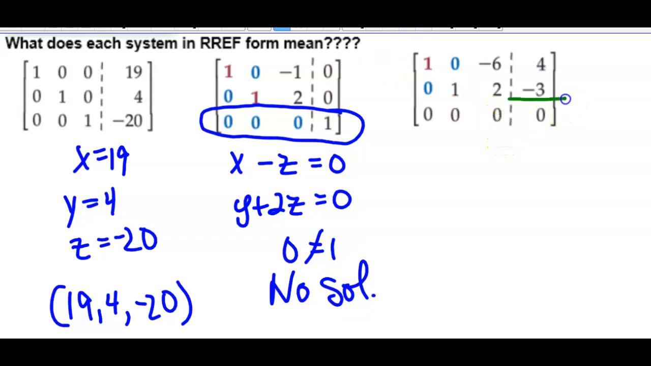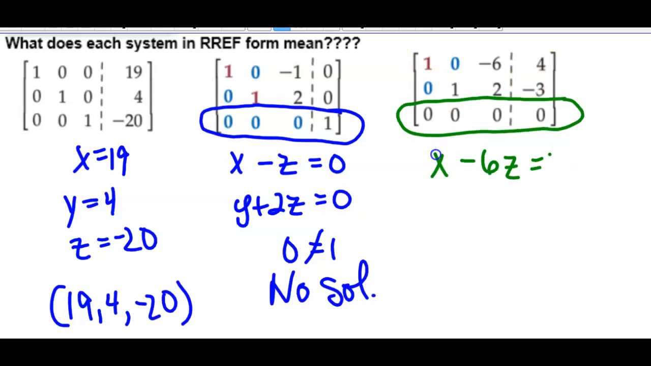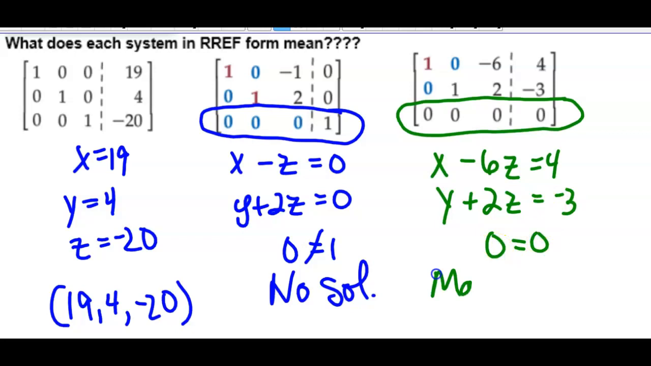This one, though, when you have a row of all zeros, the first sentence says x minus 6z equals 4. The second sentence says y plus 2z equals negative 3. The third sentence says 0 equals 0, which is true. So this would have many solutions because it means at least two of the lines overlap. They're the same line. So you get to just stop there this year, okay?